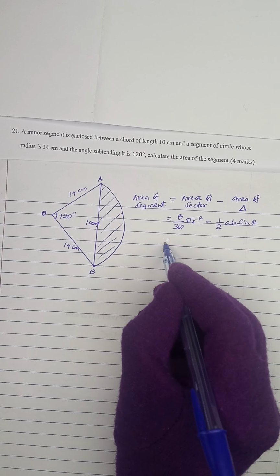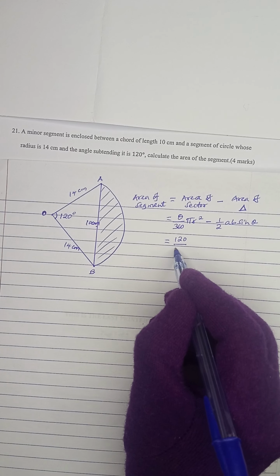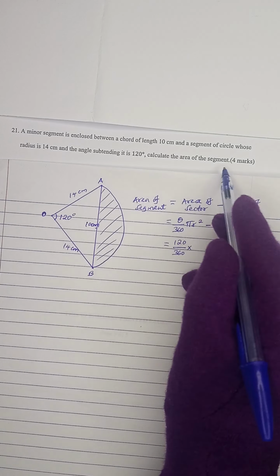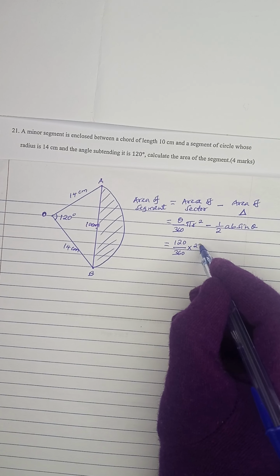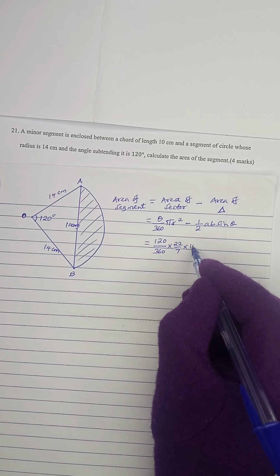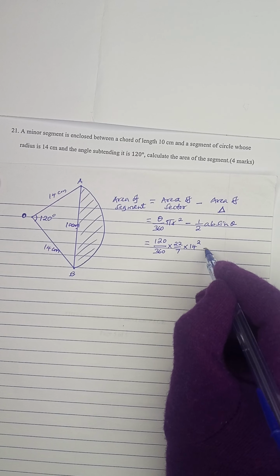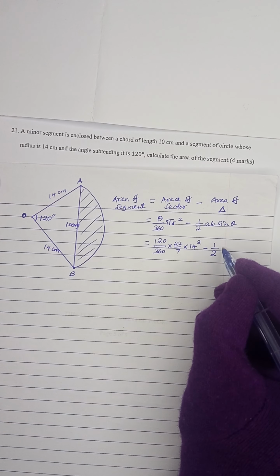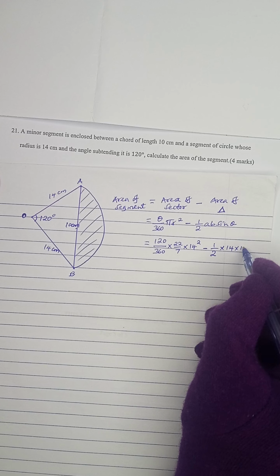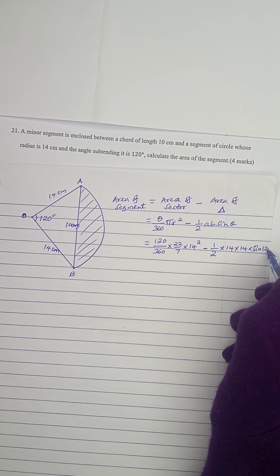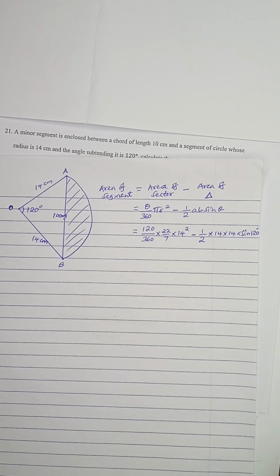So our angle here is 120 all over 360, then times pi. They didn't mention anything to use as pi, so you can choose whatever you prefer. So 22 over 7, then times 14 squared. Then we will subtract a half times A and B are the two sides, times 14 times 14, then times the sine of 120 degrees.